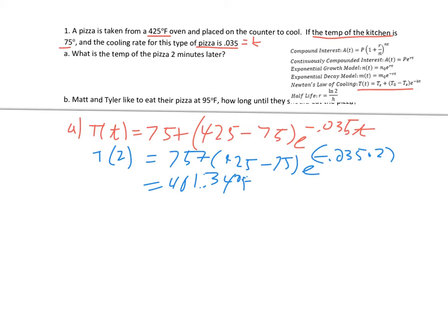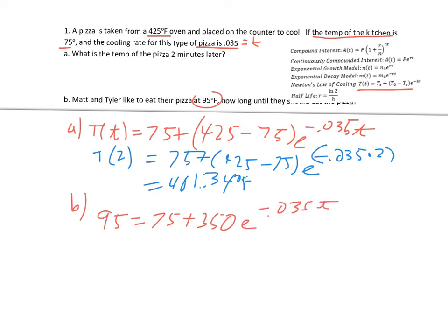All right, so then next up, part B. So for this one, they like to eat it at 95 degrees. So obviously that 401 degrees we got at the last one is not going to work. So for this one, we're going to go back to our original function, and we're going to plug in 95 out front. I will switch this to 350 now. It's going to make it a lot easier.